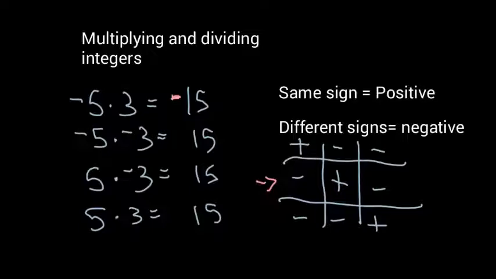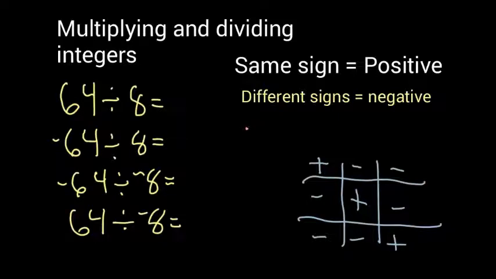The next one's negative and negative. So negative and negative make a positive, so you just leave it as 15. The third one is positive and negative. Those are different signs. It's also the first one on our chart there, positive and negative, so our answer is going to be negative. And then 5 times 3, those are both positive, so that's going to be positive.